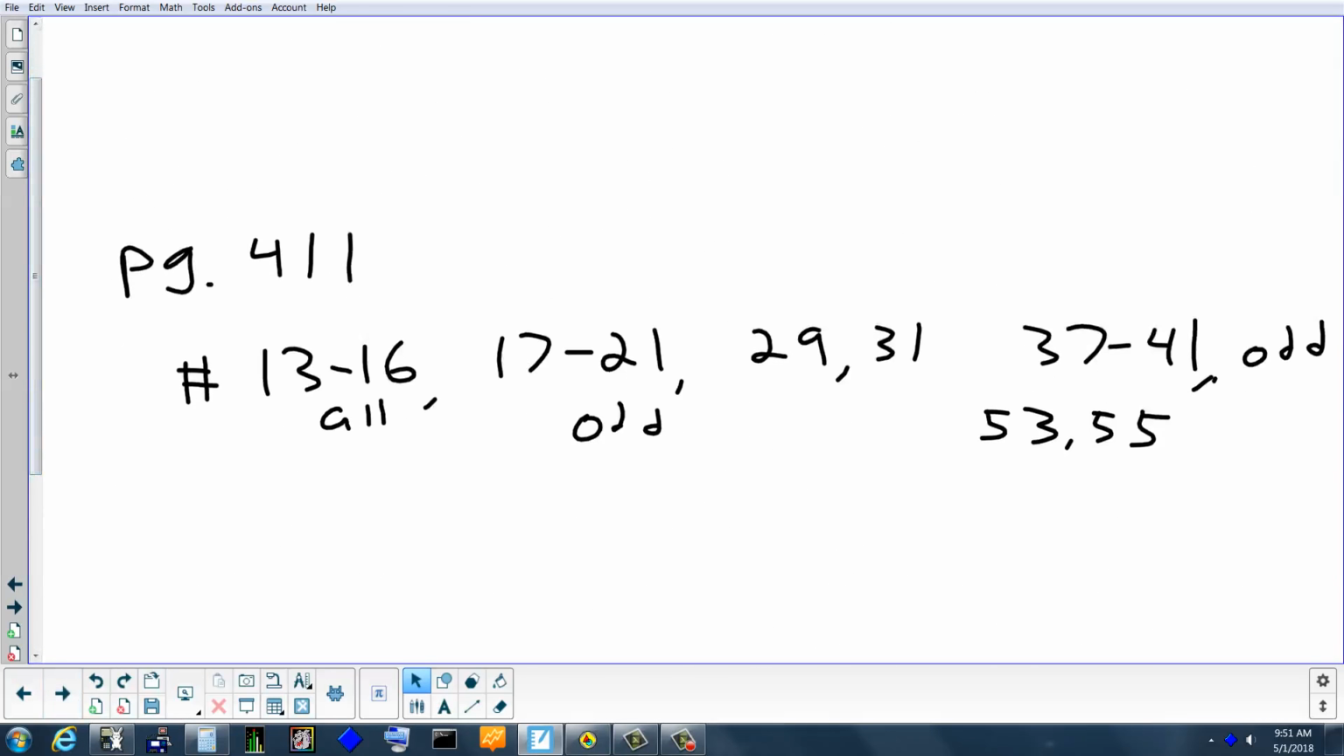Okay, homework is very similar to last night. There's a few matching in the beginning, a few where you're at the origin for the center, and then a couple where you're shifted off the origin. Okay, so it's 13 to 16 all, and then the rest is odd. So 17 to 21 odd, 29, 31, 37 to 41 odd, and 53 and 55.